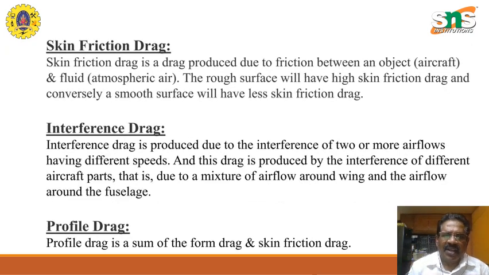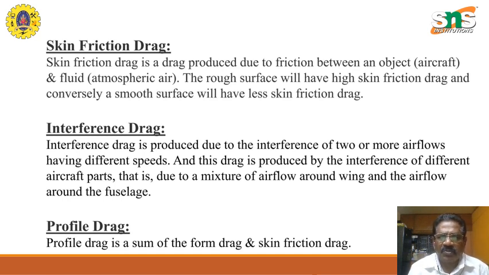The skin friction drag is a drag produced by the friction between the object and the fluid or the air. A rough surface will have high skin friction drag, and conversely, a smooth surface will have less friction drag. So it is all the more important that we try to make the surface of the aircraft as smooth as possible so that the air has less friction when it passes over it.